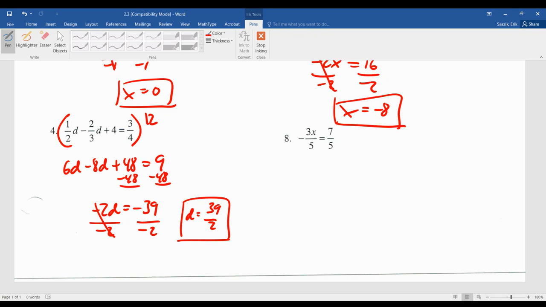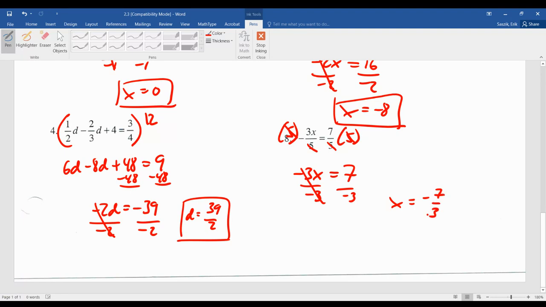So number 8, similar to the problem that we just did above, let's clear out the denominator, okay? So this 5 cancels that. Remember, this negative sign's still there, so negative 3x. And it turns out this 5 cancels that as well. So negative 3x equals 7. Divide by negative 3. And that doesn't reduce at all. So you get negative 7/3. And you're all set. That's it.